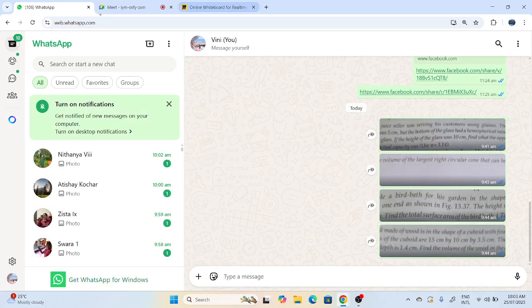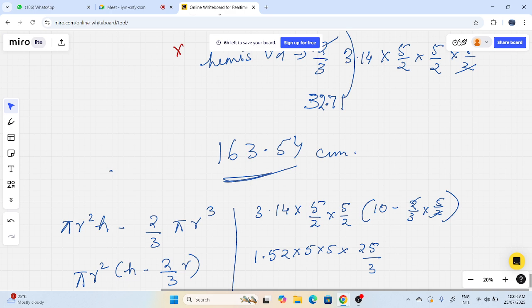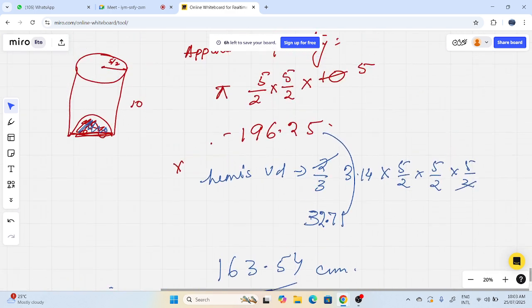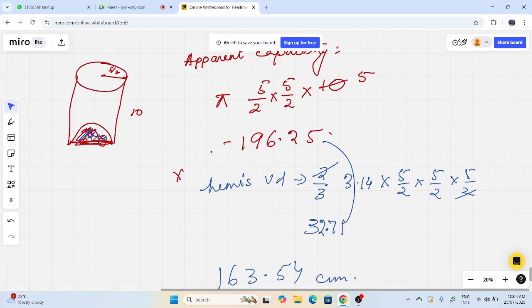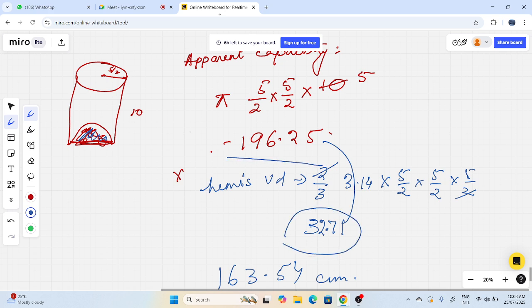Ma'am, the actual capacity is 32.71 centimeter cube, right? No, 163. Isn't that a hemisphere volume? No, that we subtracted here. Yeah, and we got 32.71. The first one for the cylinder it was 196.25. For the hemisphere it is coming 32.71. Then you subtract, so you are getting 163.54. Okay.